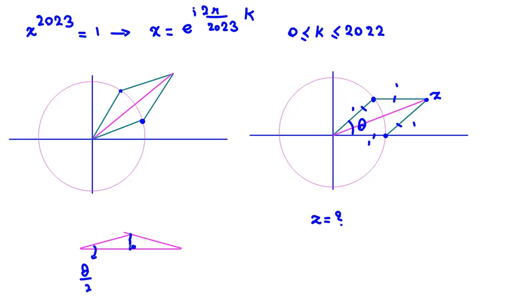If we draw a perpendicular, we can say what? Let me draw a perpendicular. This length is 1. This length is cos theta over 2. So if we draw, this length is cos theta over 2. So the whole part is what? 2 cos theta over 2. So z equals what? 2 cos theta over 2.